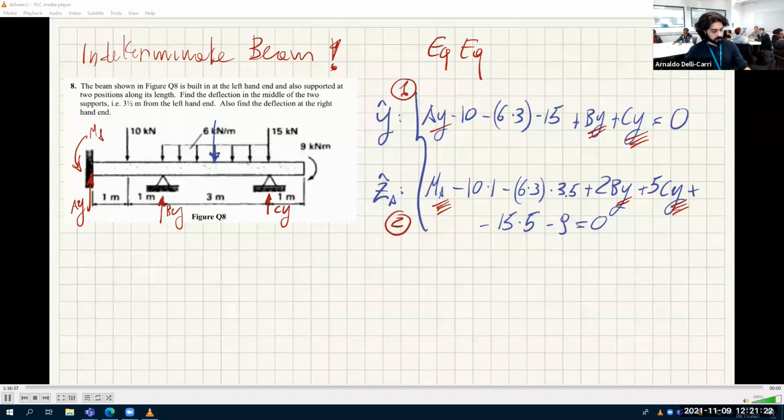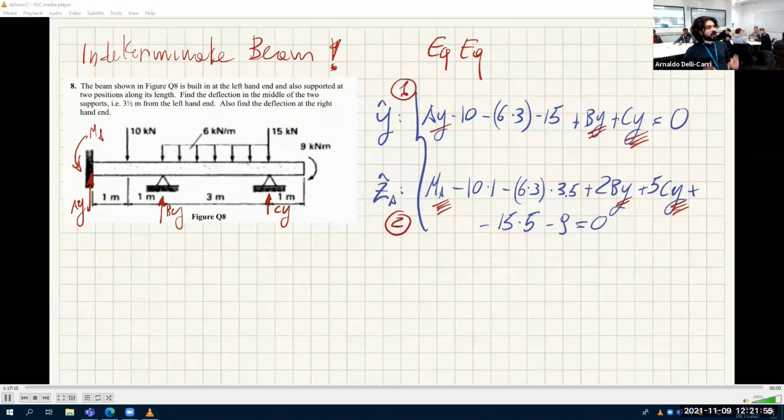Does it mean that we stop here? Of course not. Because what happens now is that it's true that we have only 2 equilibrium equations, but how many compatibility equations we have? 2 more. How many compatibility equations we have? Look, 3. Is it 3? This one and 2 more. No. No, it's not that easy.